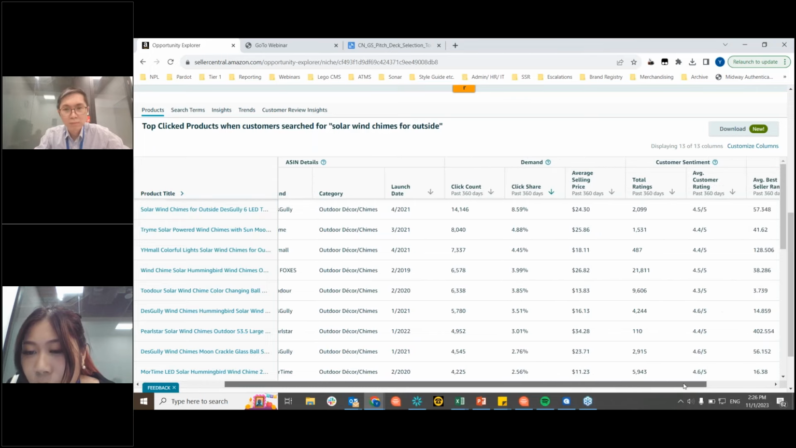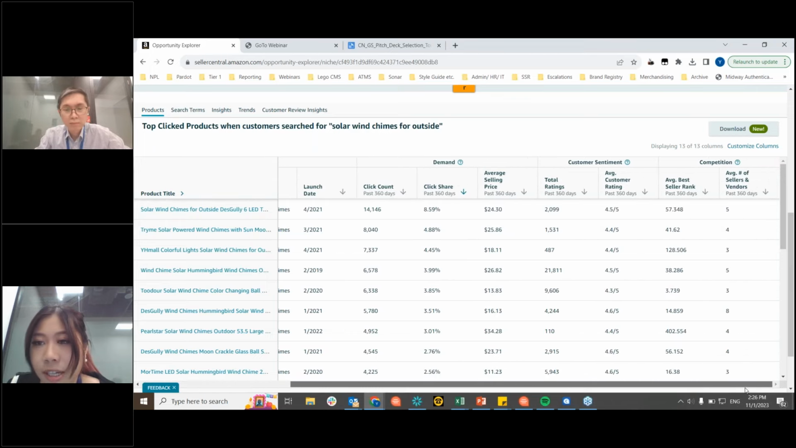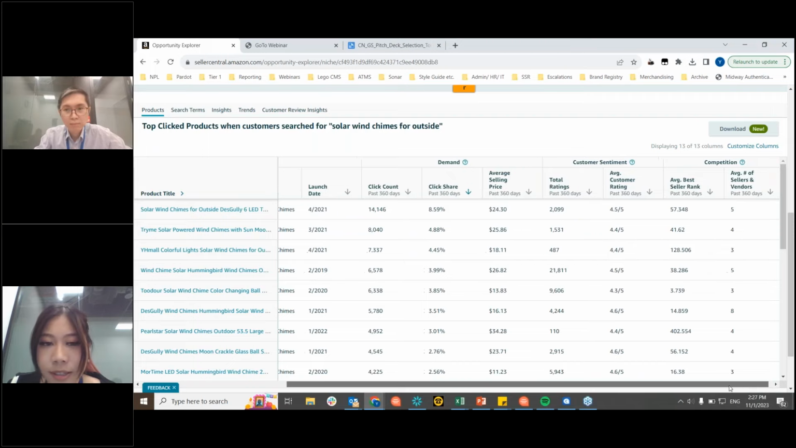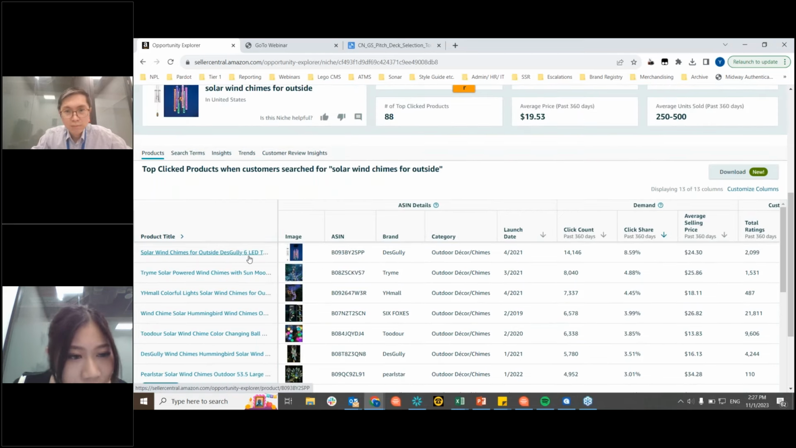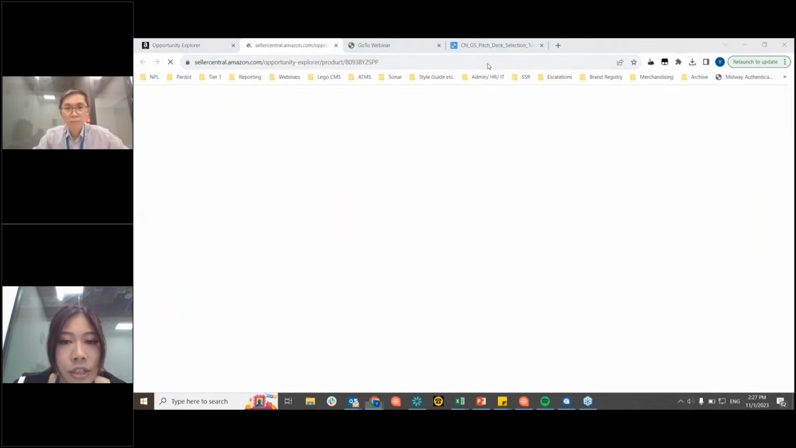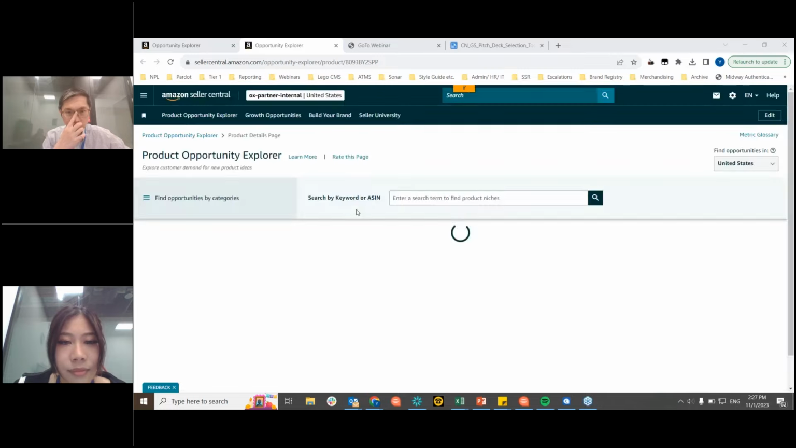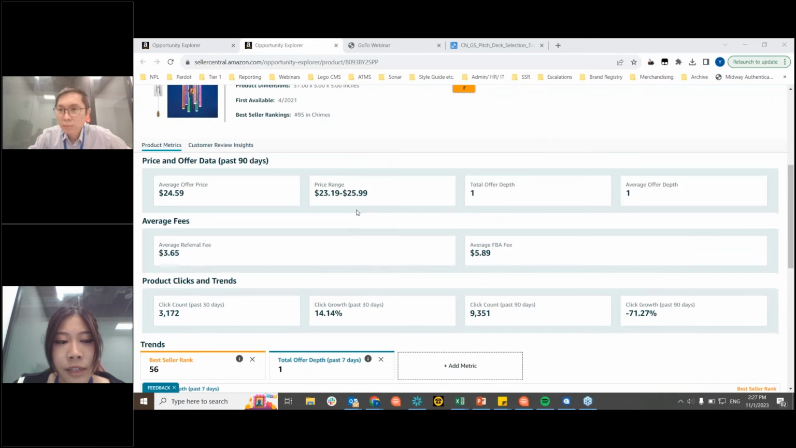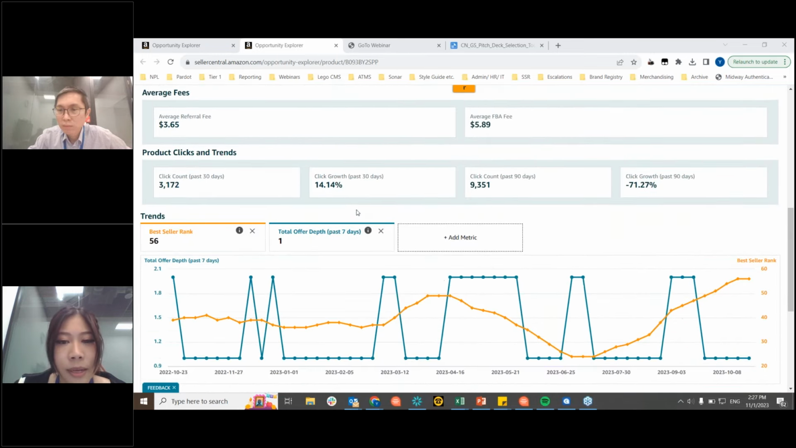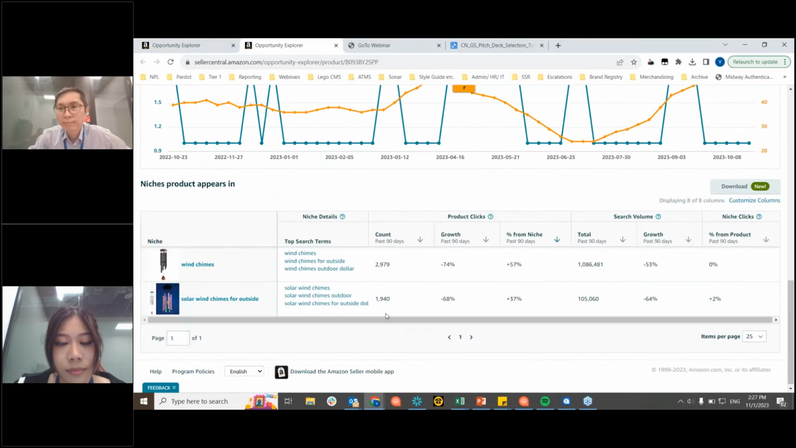Then you can scroll all the way to the right to see many other metrics such as customer sentiments and the number of sellers selling in this particular listing. So if you want to find out more about this top competitor, for instance, this solar wind chimes for outside, you can click into the niche product and it will show you this particular page. It will show you the different fees that the person is paying, what the best seller rank is, and the niches that this product is appearing in.